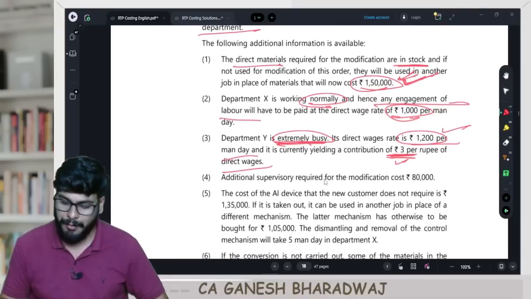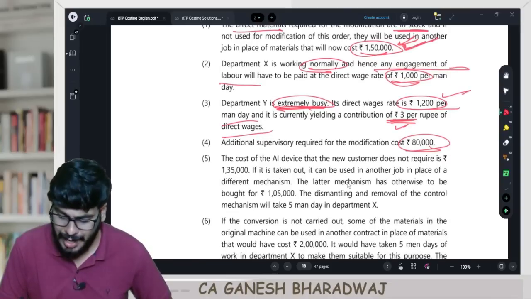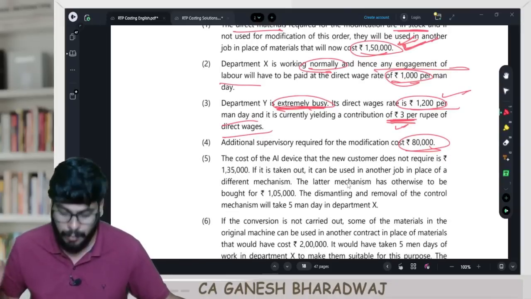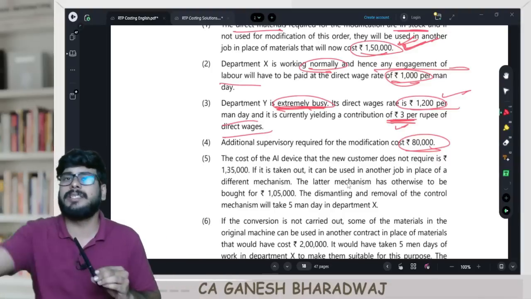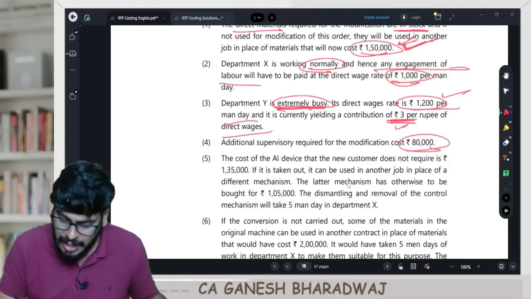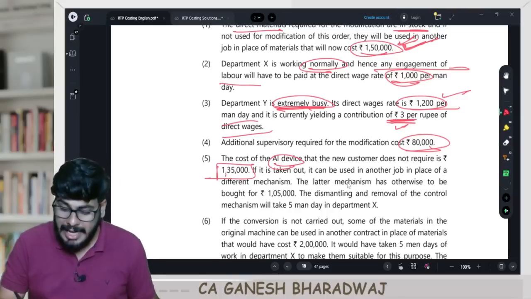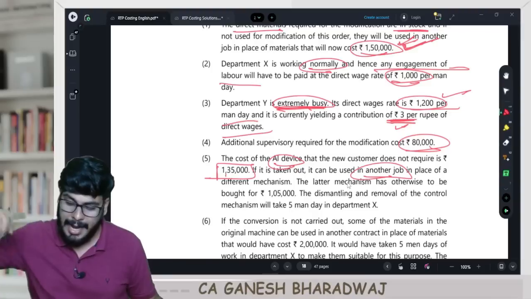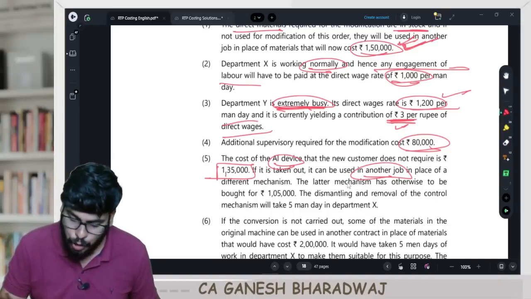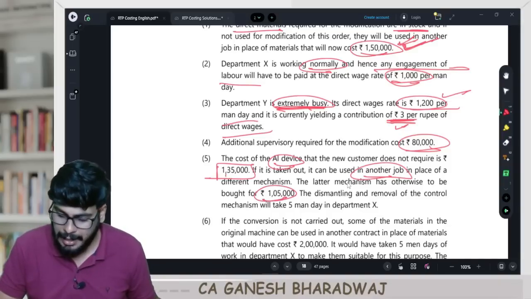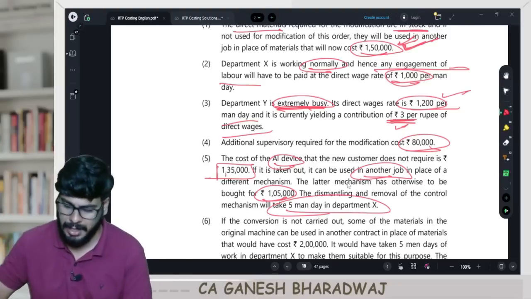Next, additional supervisory cost required for modification is going to be 80,000. Then the cost of the AI device that the new customer does not require. So the customer says, I have now built this entire machine, but including AI. But this customer says, you remove the AI, I don't want the AI device. So the cost of the AI device that the customer does not require is 1,35,000. Correct? If it is taken out, it can be used in another job in place of a different mechanism. The latter mechanism has otherwise to be bought for 1,05,000. The dismantling and removal of the control mechanism will take 5 man days in department X. We will see this adjustment in detail while solving the solution.